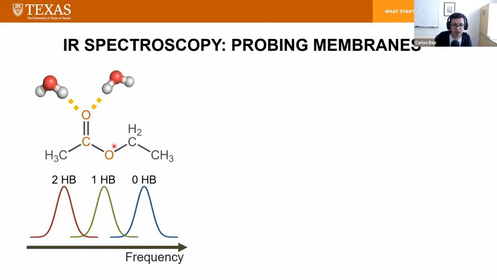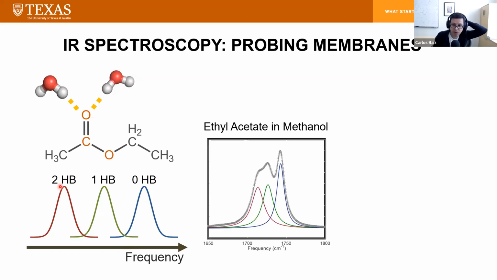And so because of that, what that tells you is that by measuring the areas of the different peaks, you can actually get at the hydrogen bonding populations. So just to show you an example of that, this is exactly this molecule, ethyl acetate in methanol. And you can see the spectrum that you see in the dots is the measured spectrum, and you can fit it almost perfectly to a combination of 3 Lorentzian functions. And then the populations of the different hydrogen bonds.